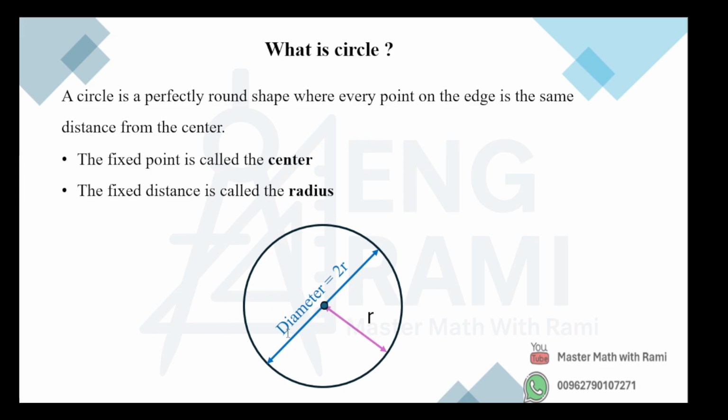And we also have the diameter, from one edge to the other side of the edge on the circumference of a circle, passing through the center. This is r, and this is r, so the diameter equals 2r.